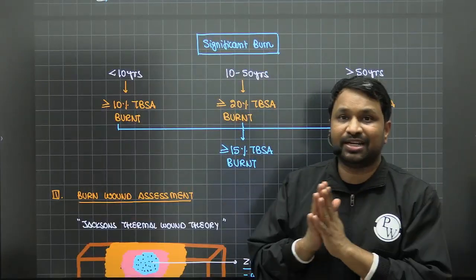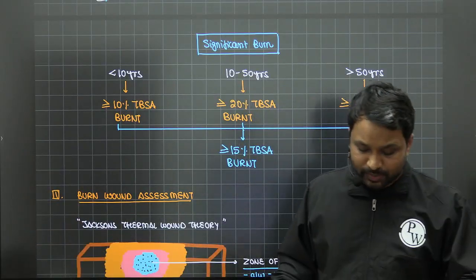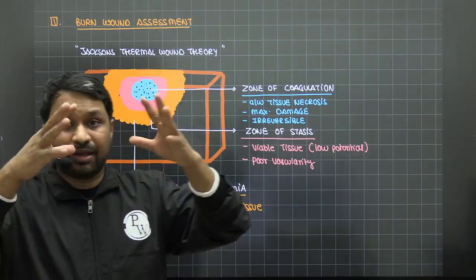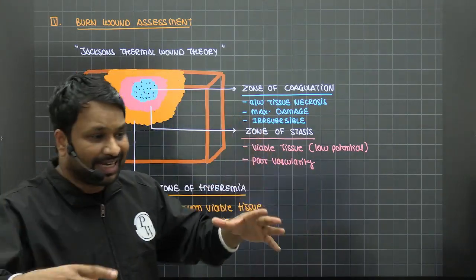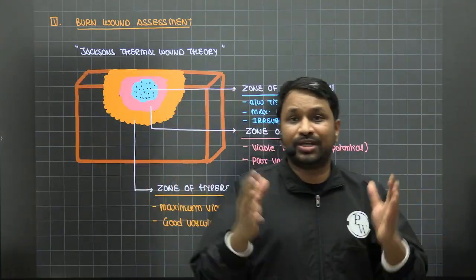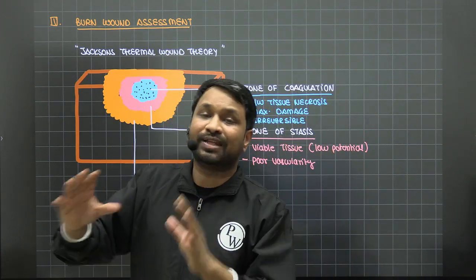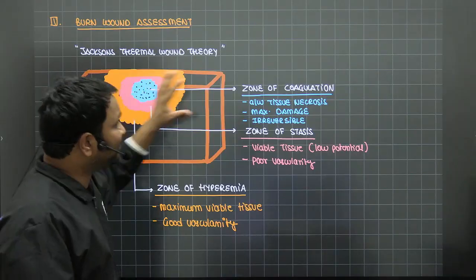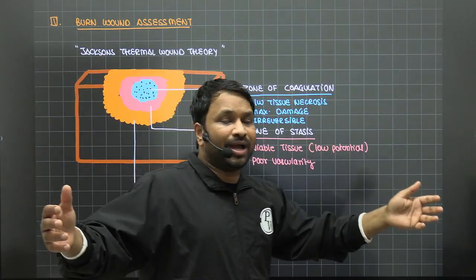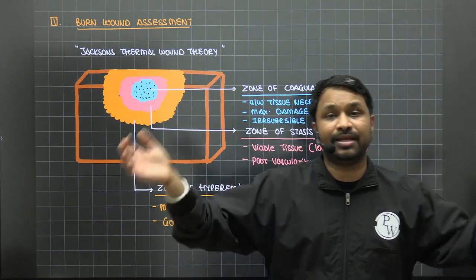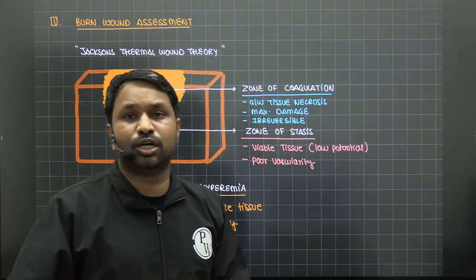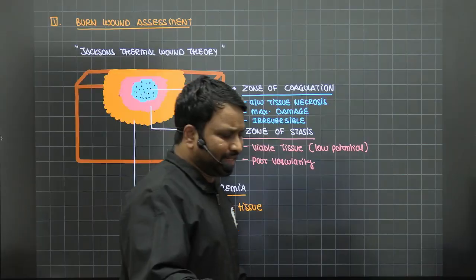You need to understand the definition of significant burns. We have given you age-based criteria and the Jackson's thermal wound theory, which divides the burnt site itself into three distinctive zones to tell you that the outcome of that burn depends upon how extensive the damage is. You can see in the center, you have the zone of coagulation. Bigger the zone of coagulation, that means more extensive damage. Smaller the zone is going to be a relatively lesser injured wound. So managing becomes quite easy in that context.